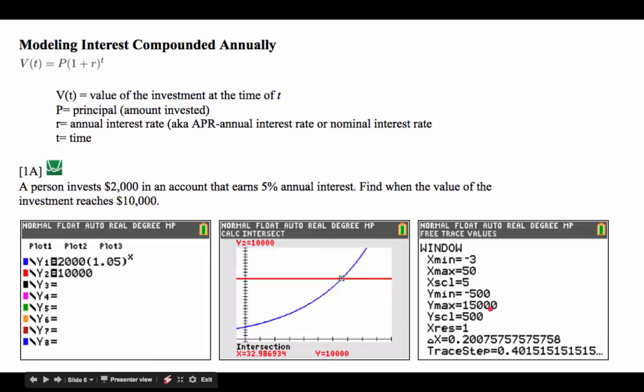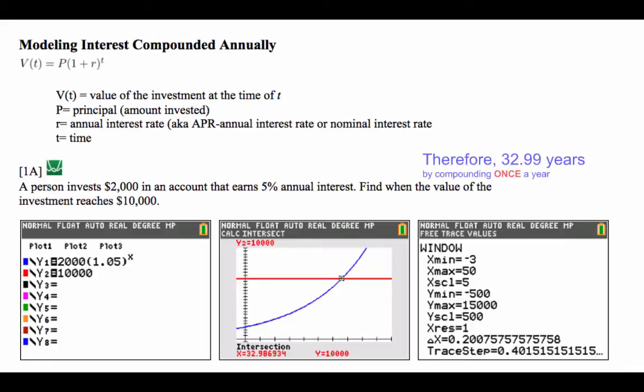And then the maximum value I want is 10,000, but I want that to be somewhere in the middle here, so I want my Y max to be a little bit higher than that. And I put the tick mark at every 500. Okay. If you didn't get the picture that I did, copy the window and let's go from there. And when you did that, the answer came out to 32.99 years by compounding once a year.